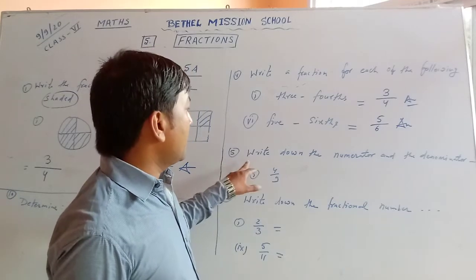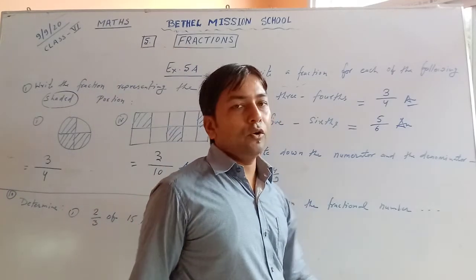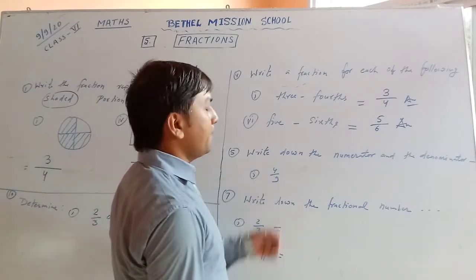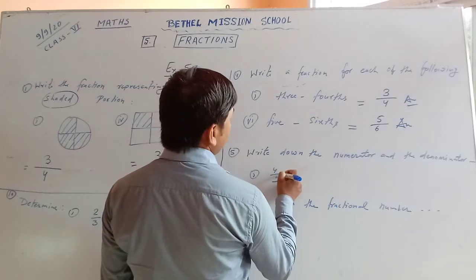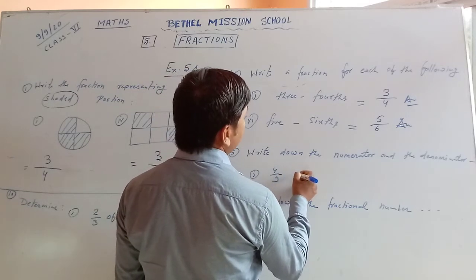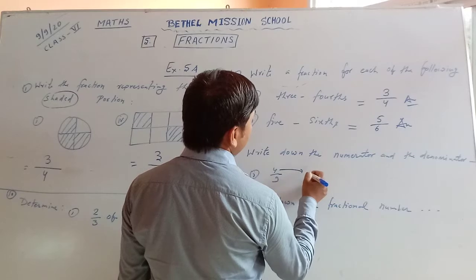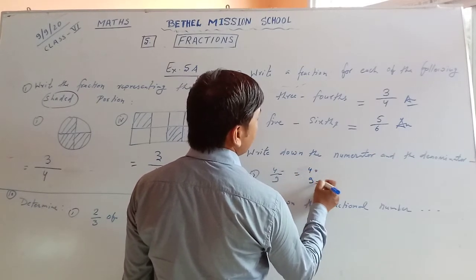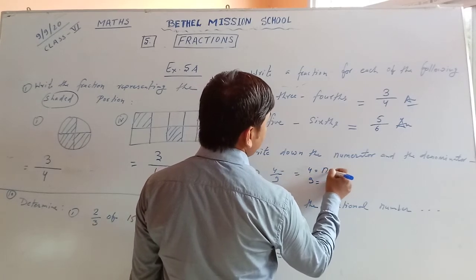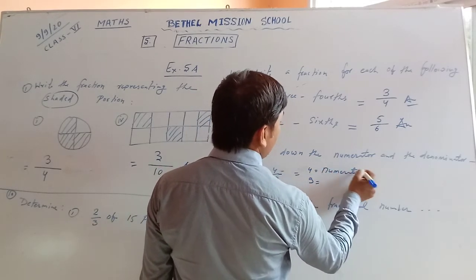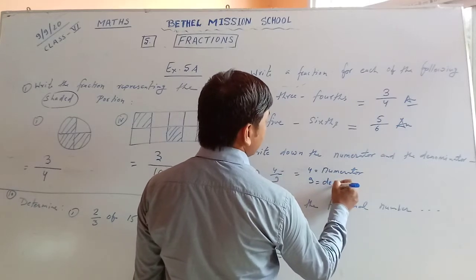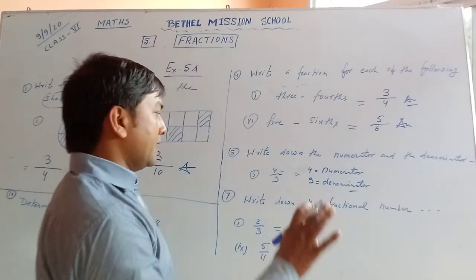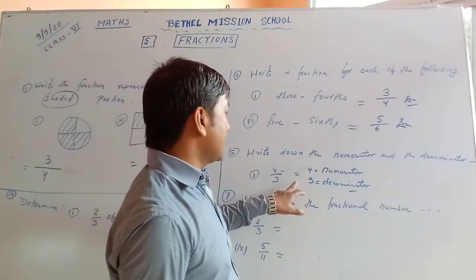Now fifth number: write down the numerator and the denominator. I have taken one question, 5 by 9 or 5 upon 9. The number given on the upper side is called the numerator, and the lower one is the denominator. Here you will write 5 as the numerator and 9 as the denominator. You can do this type. All the similar questions are given.